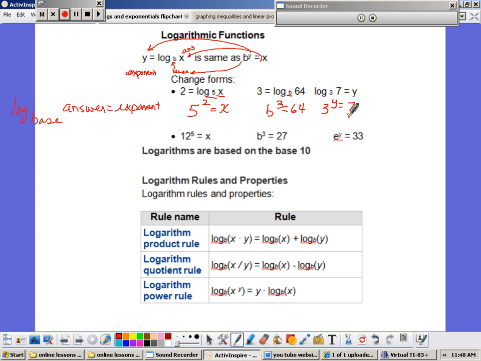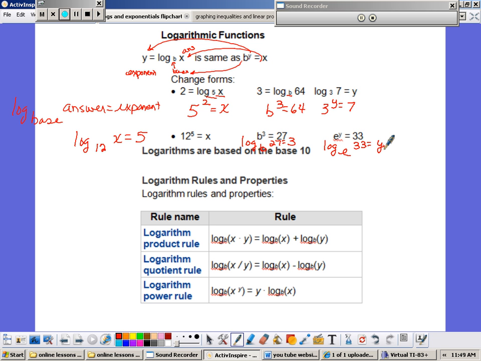Now let's go the other way. Log. My base is 12. My answer is x. My exponent is 5. Log. My base is b. My answer is 27. My exponent is 3. Log. My base is e. My answer is 33. My exponent is y. Now that I got it right, huh?